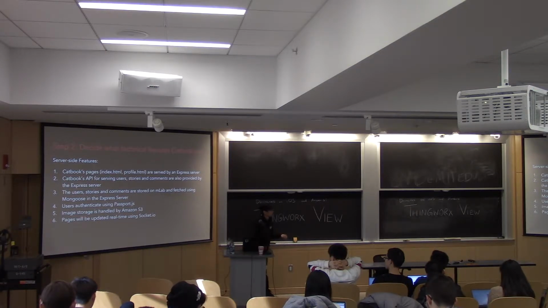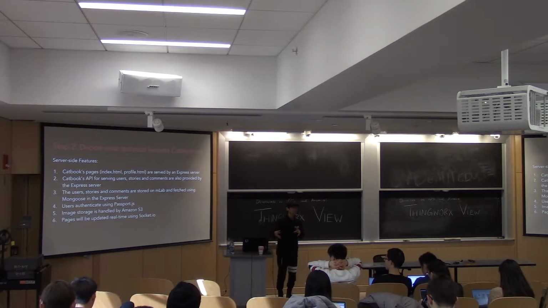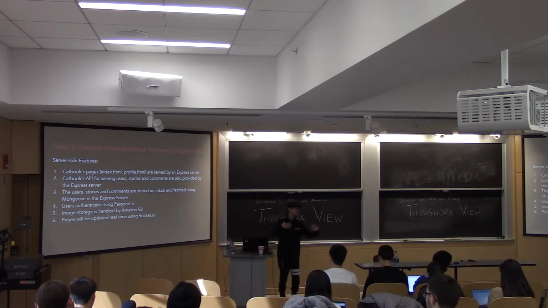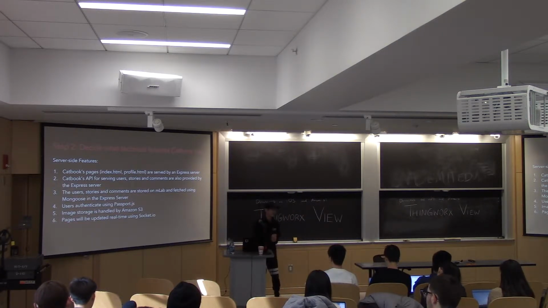And once we decided what value the Catbook application provided its users, the value being the ability to post stories and comments, we needed to figure out what technical features Catbook needed to have so that these values to the users were possible. So we decided that we should serve web pages to the users using an Express server.